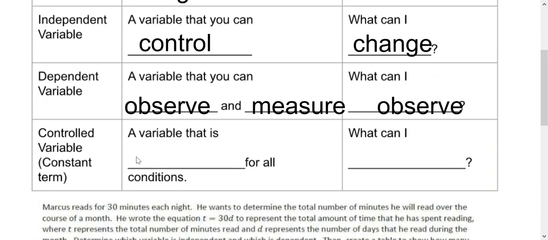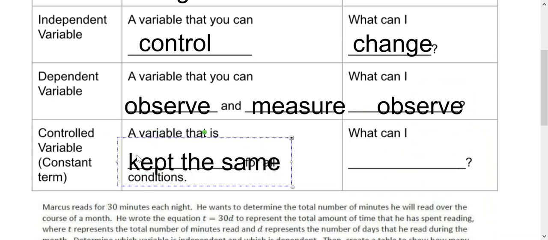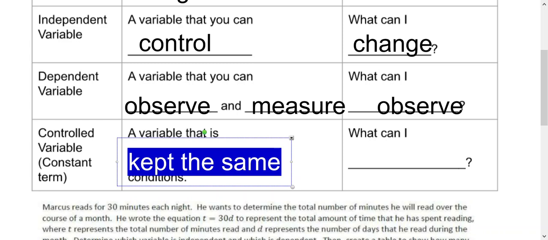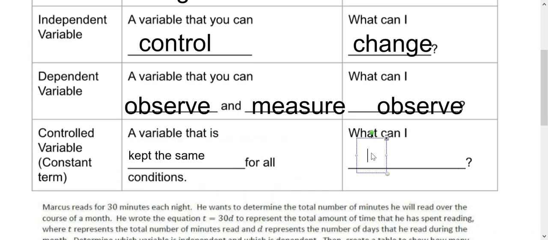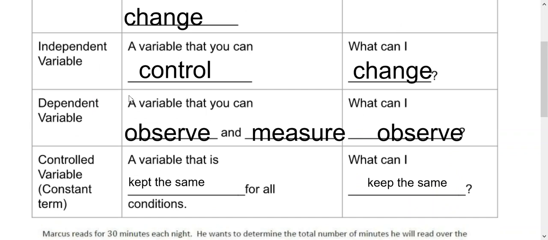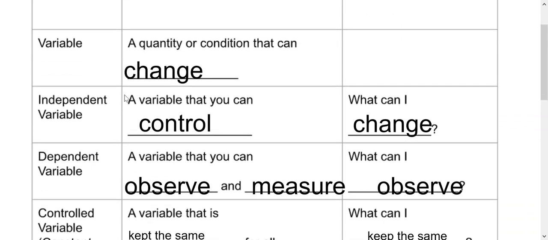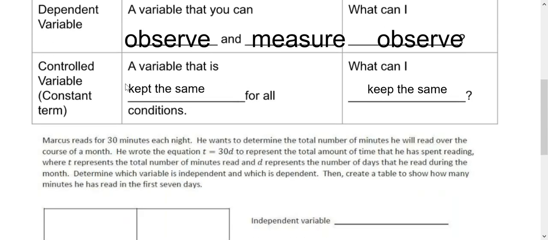And then a controlled variable is a variable that is kept the same for all conditions. And so if it's the same for all conditions, then it's going to be a control variable. What can I keep the same? Okay, and so those are what you need to know for the variable, independent, dependent. So what can I control? A variable you can control, a variable you can observe. So what can I change?